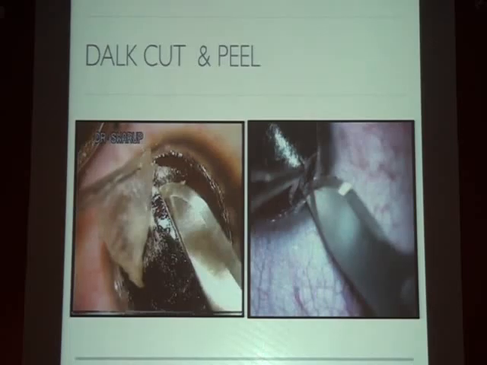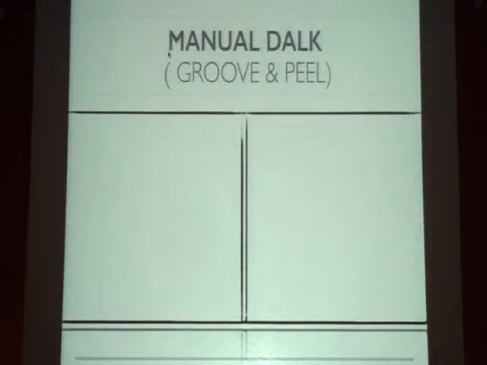The manual techniques, basically the popular ones are the cut and peel. Again, my videos are not playing, I'm sorry.